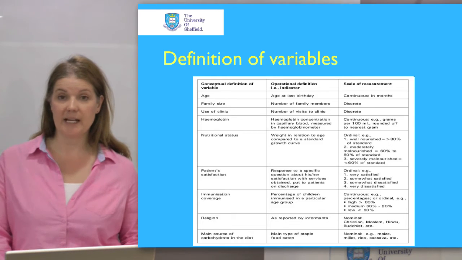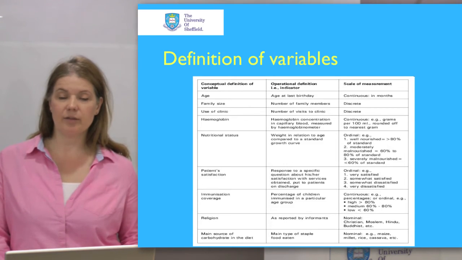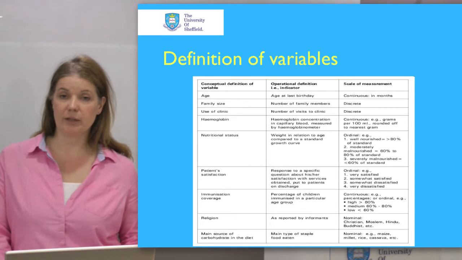So, for example, age, we're interested in age at the last birthday, and we'd ask them to just report their age as a whole number or in months. So we have a very clearly worked out plan of all of our measures, how we're going to measure them, and then we'd include that within the appendix.